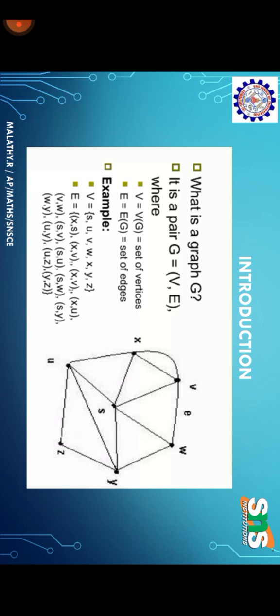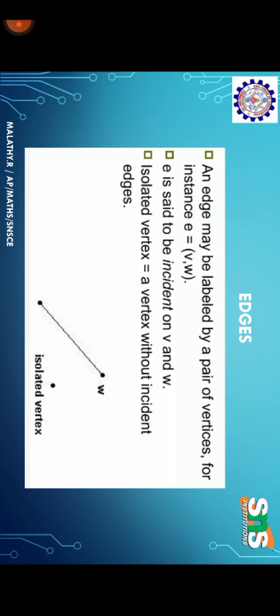Regarding edges, an edge may be labeled by a pair of vertices. For instance, we can say E equal to V comma W. So this edge is paired by the vertices V and W. One edge is always paired by two vertices. E is said to be incident on V and W.